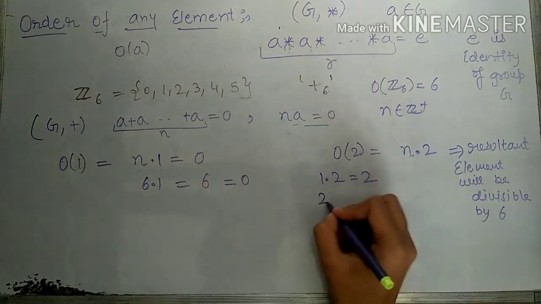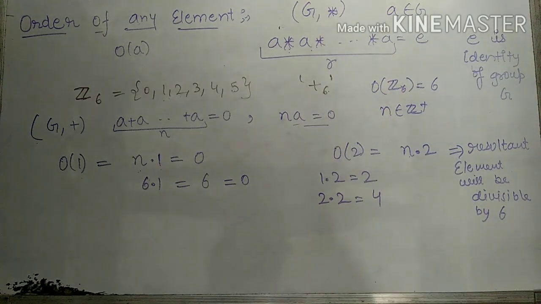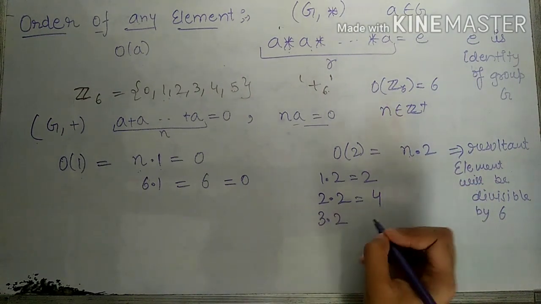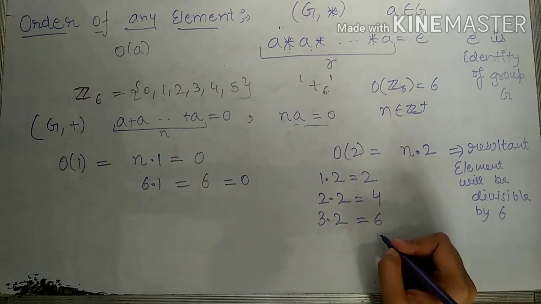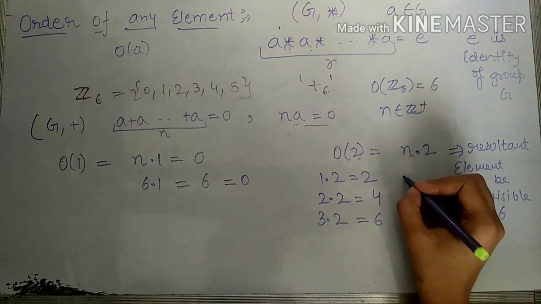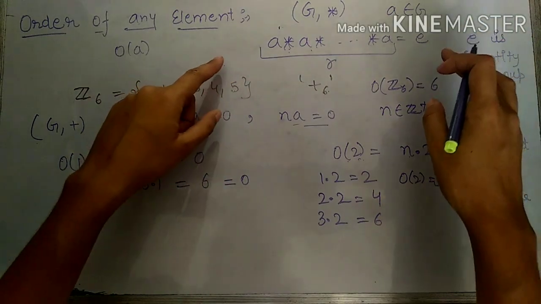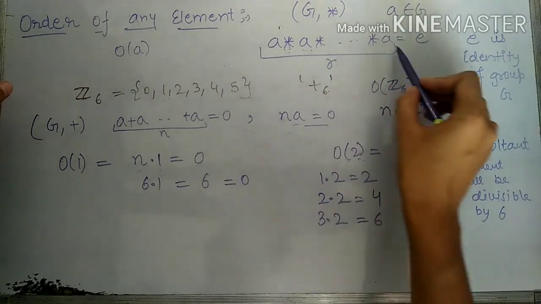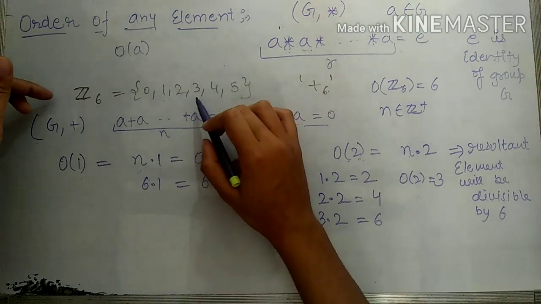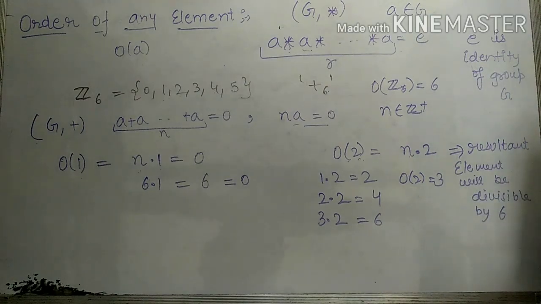If you take n to be 2, 2 into 2 is equal to 4. And 4 is not divisible by 6. So 2 is also not its order. If you take n to be 3, 3 into 2 is equal to 6. And 6 is divisible by 6. So what will be the order of 2? The order of 2 is equal to 3. Friends, you can also find the order of any of these elements by the earlier method, but it will be lengthy. So to find the order of any element of this kind of group, this method is easy.